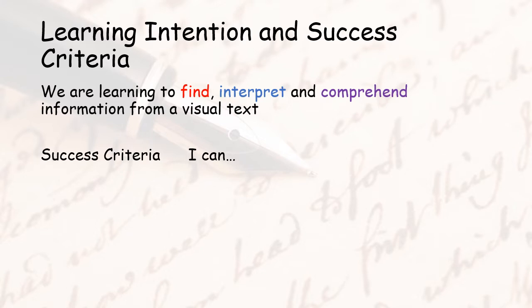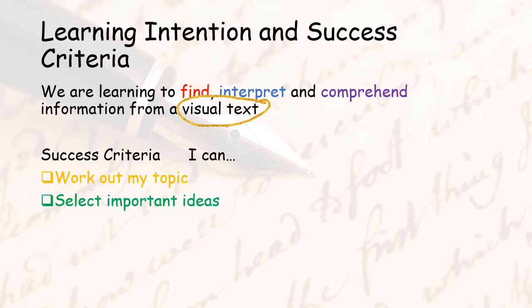Again, just like we did earlier in the week, we're learning to find, interpret, and comprehend information from a visual text. Okay? So it is again, find the information, interpret, which means think about it in our own way, and comprehend, understand it, and it's a visual text. So that's really important. Again, we have to work out our topic. Again, we have to select the important ideas, the ideas that are important and the ideas that are not important.